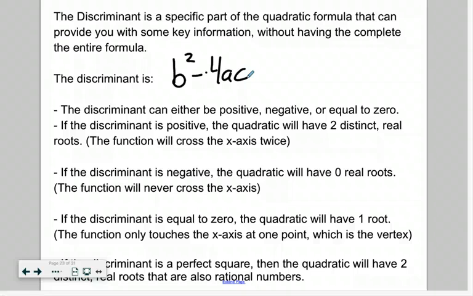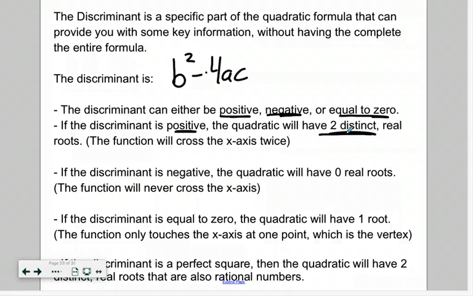Now that discriminant can have a few different values. The discriminant can be positive, it can be calculated as a negative number, or it could end up being 0. The value of that discriminant is going to tell you something important about the types of roots or the number of x-intercepts that that quadratic function has. If you have a positive discriminant, so when you calculate the b squared minus 4ac value you get a positive number, you are going to get two different x-intercepts, two distinct real roots. It's going to cross the x-axis twice.